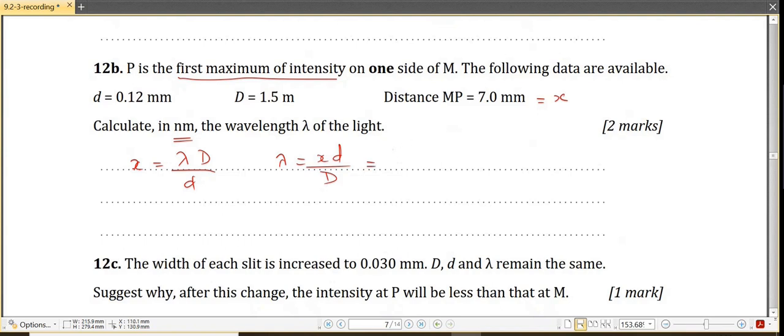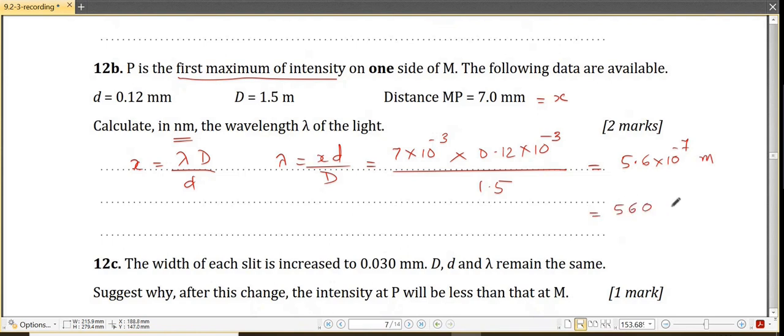x is 7 millimeter, so 10 to the power negative 3. Small d is 0.12 millimeter, so 10 to the power negative 3, because we need to write it in SI unit. Capital D is 1.5, which will give me 5.6 times 10 to the power negative 7 meter, which is 560 nanometer.